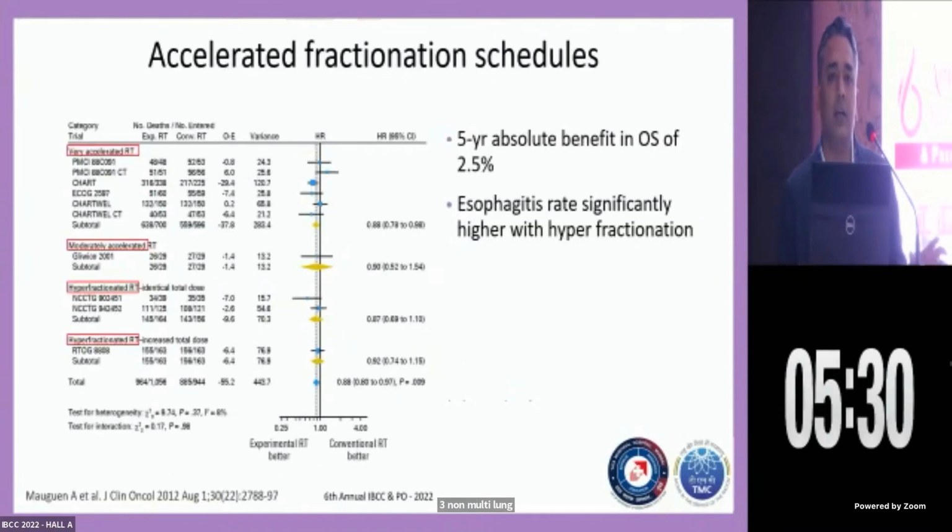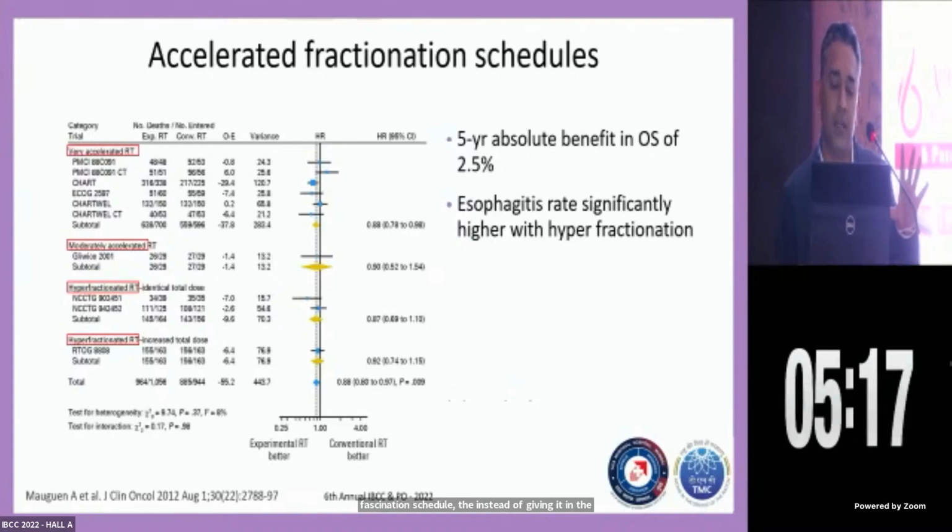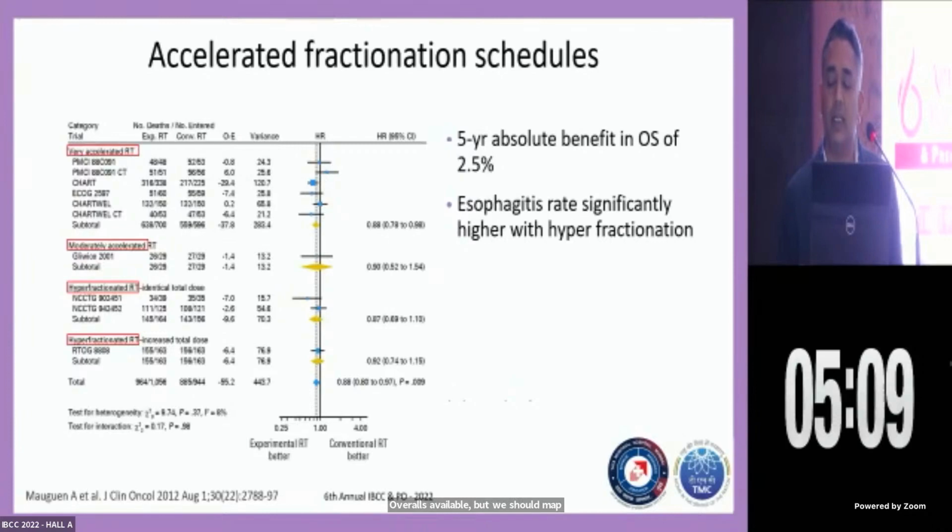So how can we alter our radiation dose fractionation? There was a lot of interest in the 80s and 90s in altered fractionation schedules. Instead of giving it in a standard duration of 5 to 6 weeks, if we can give it in 4 weeks, there's an absolute benefit in overall survival. But we should acknowledge that the esophagitis rate is significantly higher with the accelerated fractionation schedule.